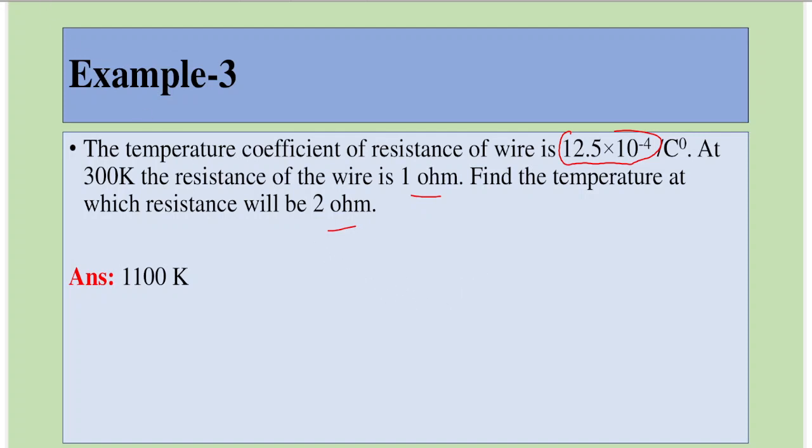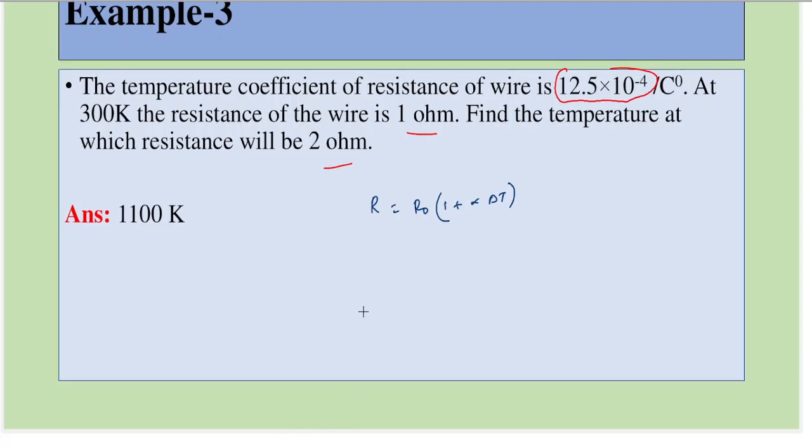Now here again, using the same formula, we know R is equal to R naught into 1 plus alpha into delta T. Here we need to find the temperature. Again here R naught is given as 1 ohm and R is given as 2 ohm. That's 1 plus alpha and delta T. We'll put the values of alpha and solve later. We'll first solve this basic part. So 2 is 1 plus alpha delta T.